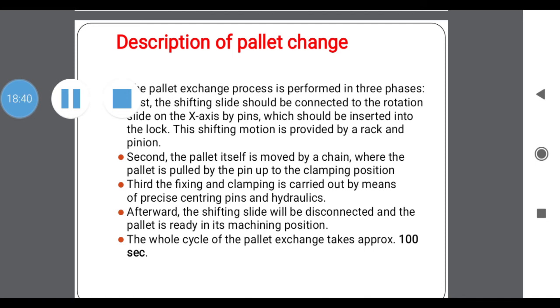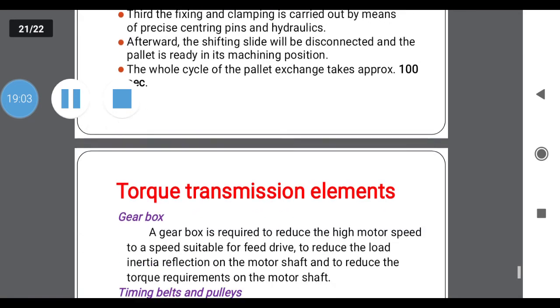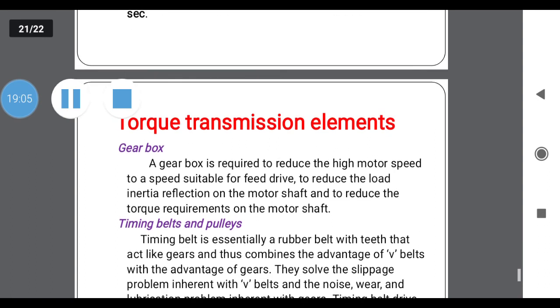Next one, it consists of a shifting slide. That is a shifting of a workpiece, not a tool, which will be disconnected, and the pallet is ready in machining position. When one pallet is completed, automatically the next one will come and work continues. These are the 3 stages: selecting, change and continue. The description of pallets. Next one, torque transmission elements.